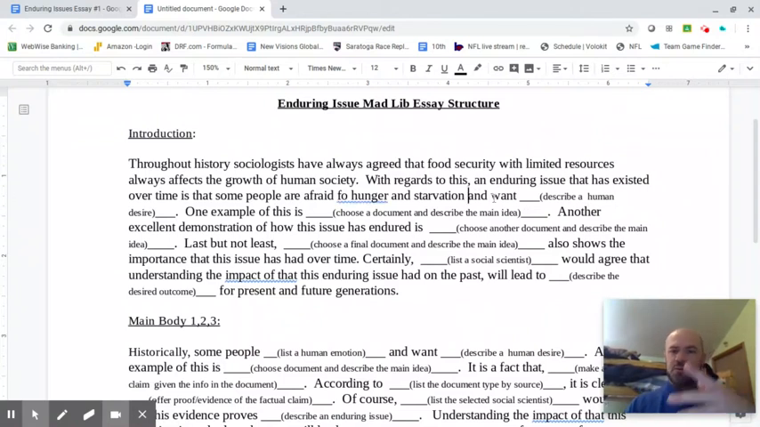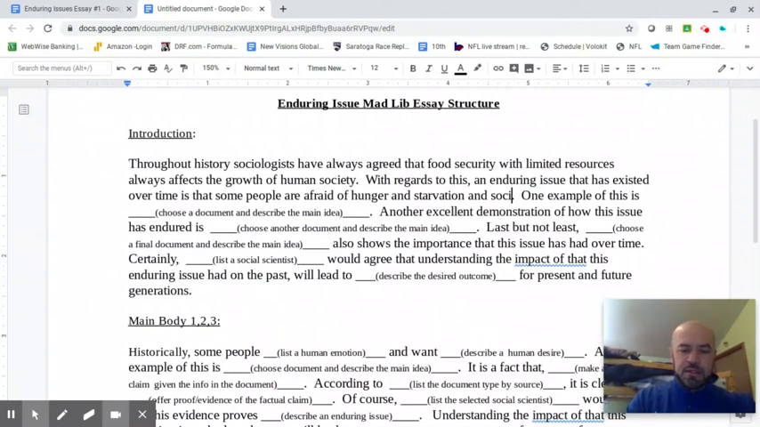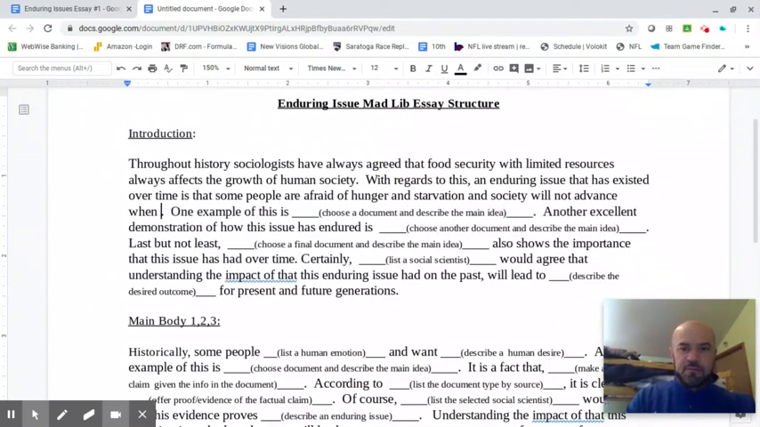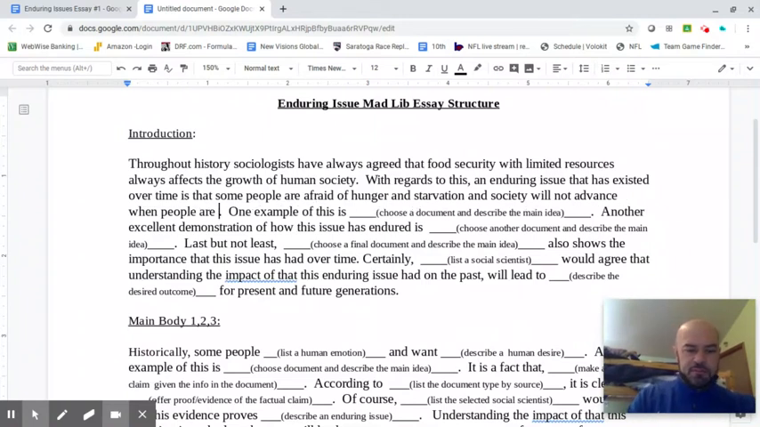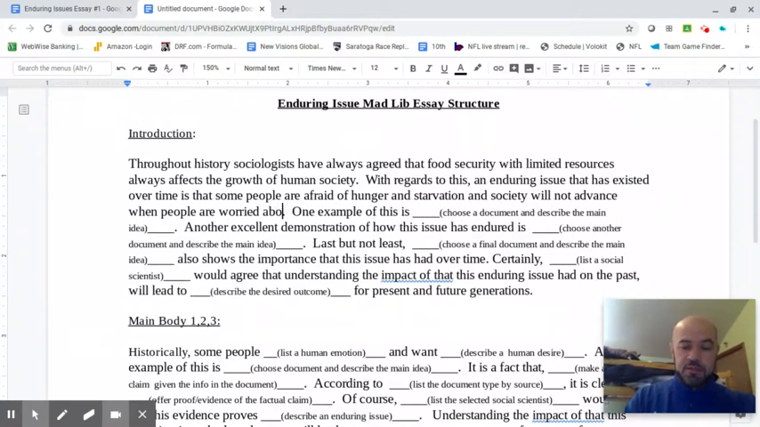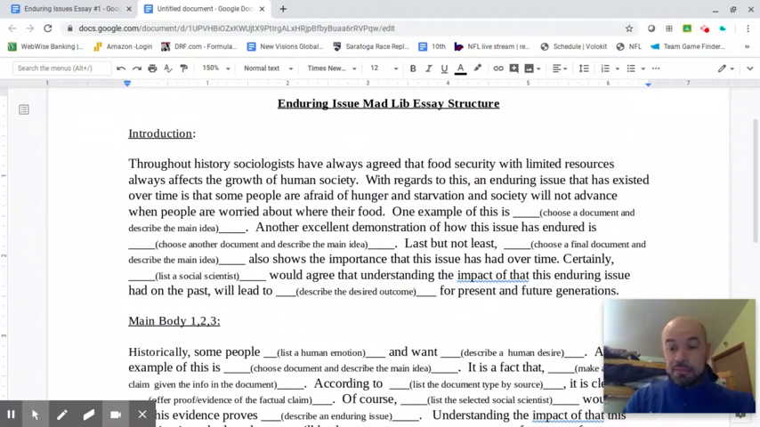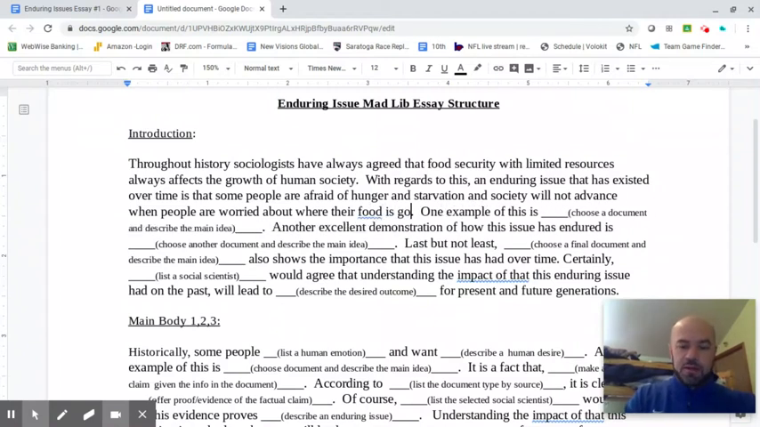And so with the Mad Lib, sometimes you have to adjust some of the words. So I need to take out this want and change it a little bit. Let's see, they're afraid of hunger and starvation, and now I need a human desire. And society will not advance when people are worried. There's the human emotion. Worried about where their food or next meal is going to come from.